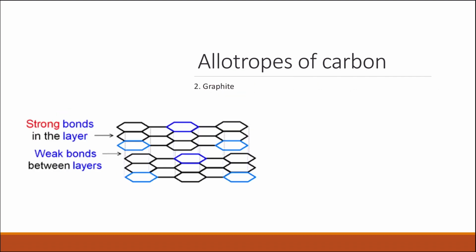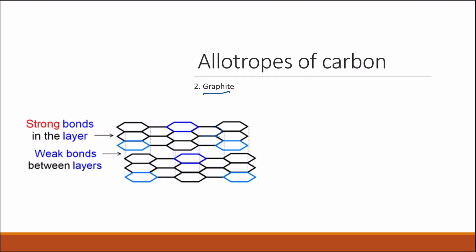The second type of the allotropes of carbon is graphite. Graphite, again, is one of the giant covalent structures. And graphite is different from diamond because in graphite, each carbon atom has only three covalent bonds, creating sheets of carbon atoms arranged in hexagons. So each carbon atom has only three covalent bonds with three different carbon atoms.